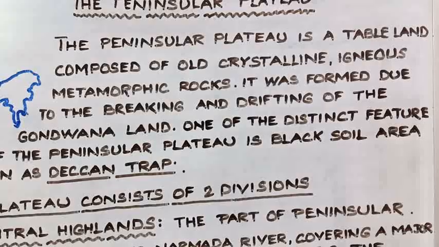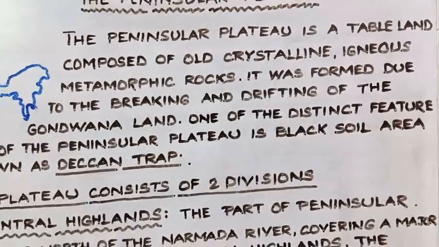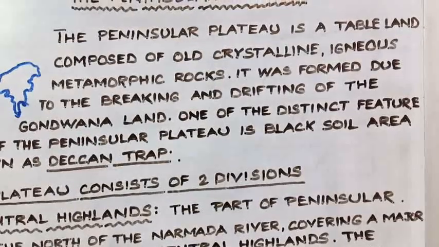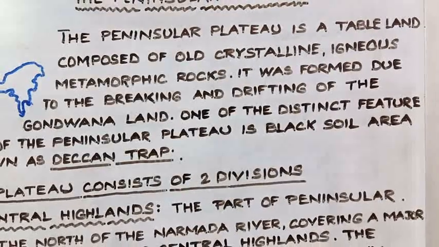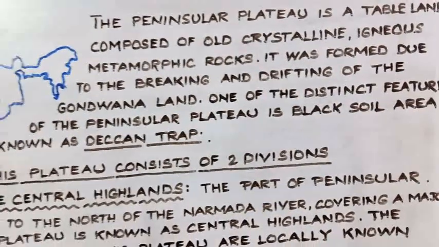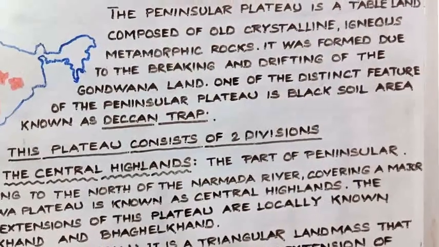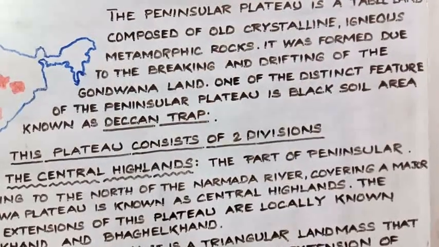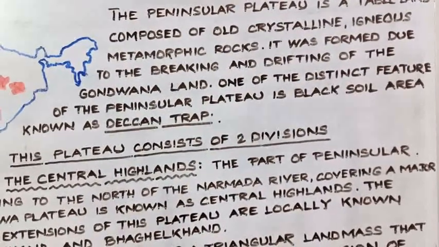Why is it formed? It has been discussed previously. It is formed due to the breaking and drifting of Gondwana land. So we have discussed Gondwana land, how it broke and how it traveled and crashed with the Eurasian plate. You know about it. One of the distinct features of the peninsular plateau is the black soil area known as Deccan Trap. In this plateau region you have an area called Deccan Trap, where we find black soil which is good for cotton cultivation.